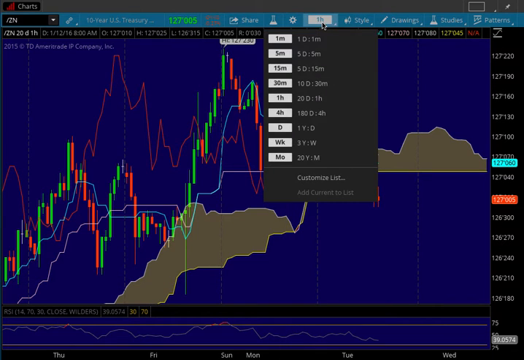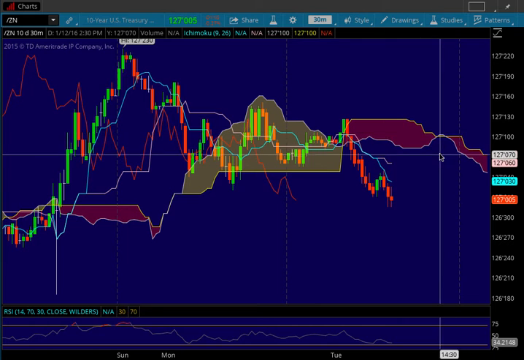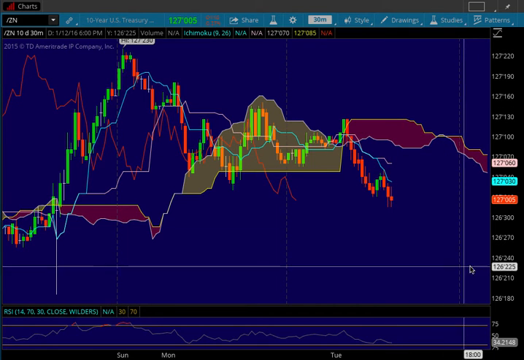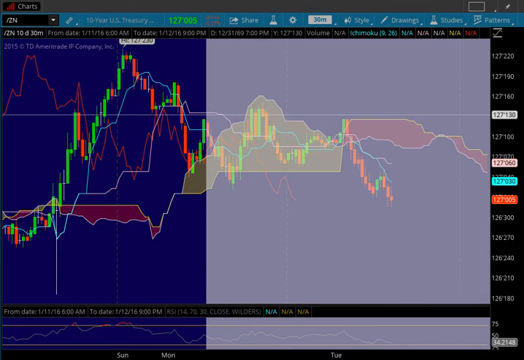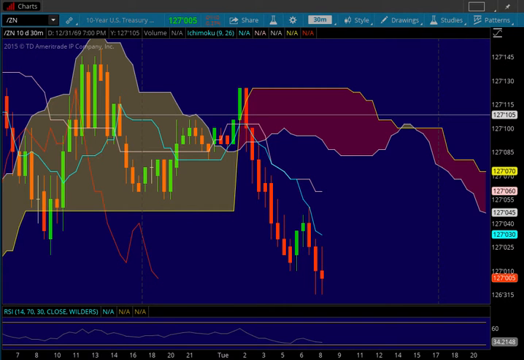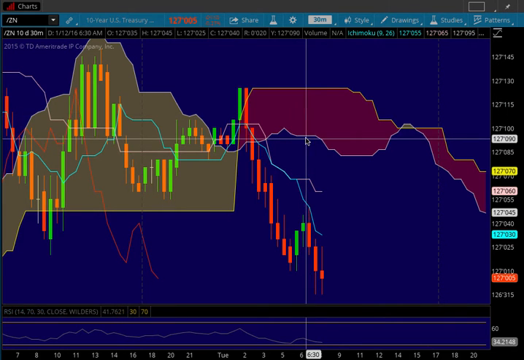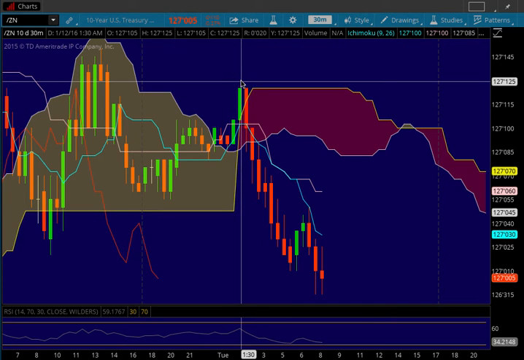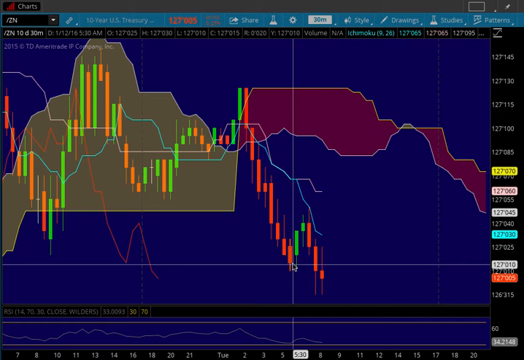Let's look at the 30-minute. The 30-minute chart is also bearish in Ichimoku terms. Price action is under the cloud, under the Tenkan-sen. This is actually a classic Ichimoku trade setup here. I like to call this setup the Tenkan smackdown. What happens is we have an existing downtrend here. Then we get a little bounce, an oversold bounce.